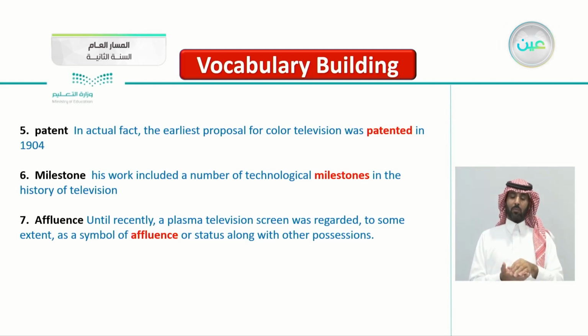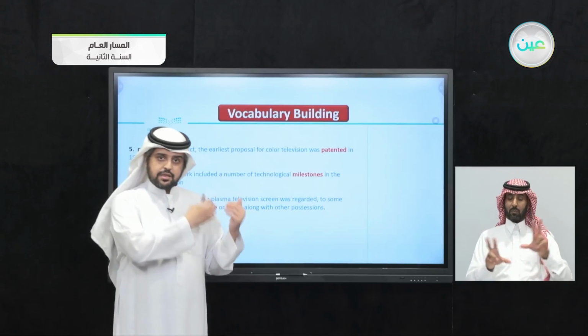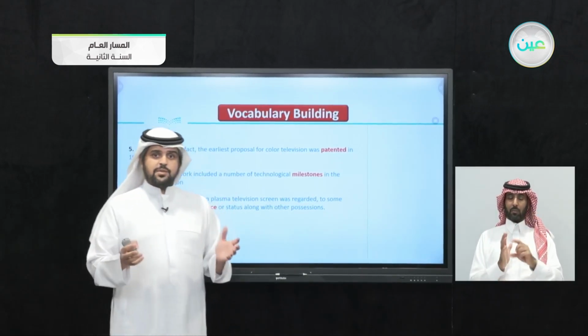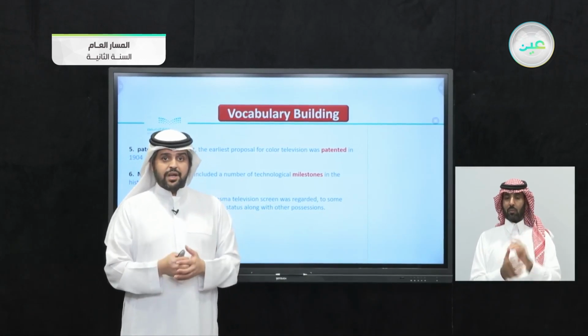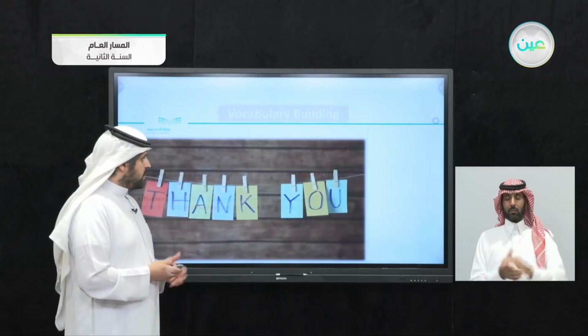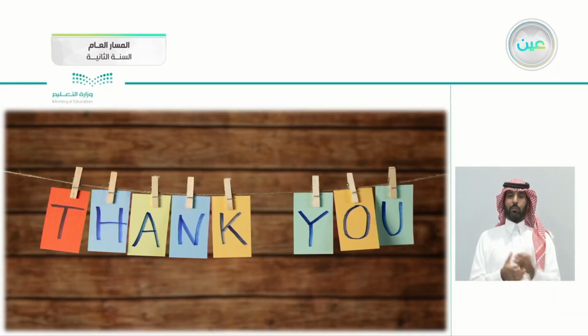Meaning that in the last years, if you owned a plasma TV, this gave a sign that you are rich, you have expensive possessions. So if you own a plasma TV, in the years that we're talking about in these lines, this means that you are rich, wealthy, or affluent. And with that, we reach the end of this lesson.